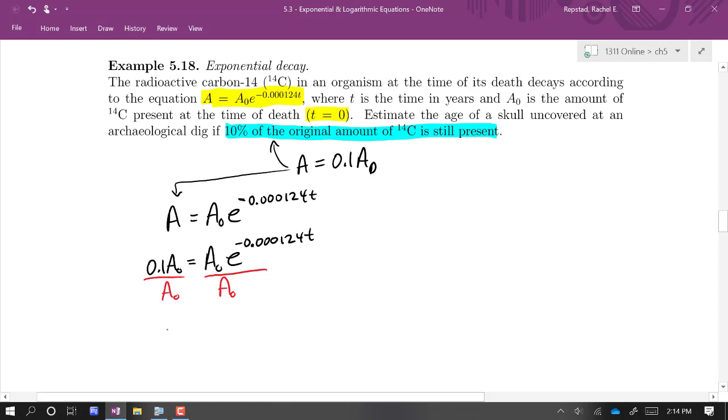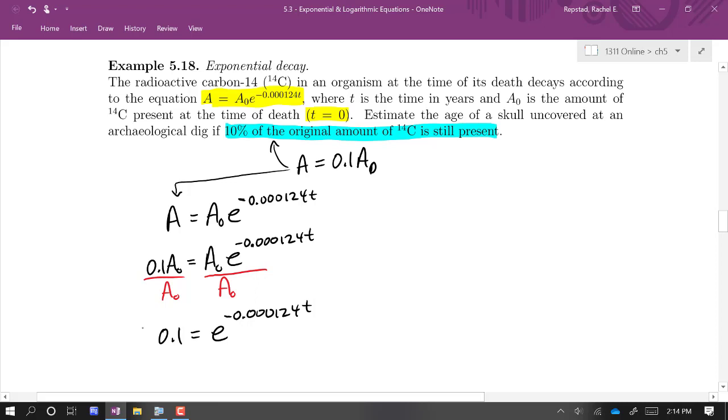And then we get the equation 0.1 equals e to the negative 0.000124t. And here I've got an equation where my variable is chopped up as an exponent, and we know what to do now. We're going to take a log of both sides. Now we could take any log that we want. We know that we focus on either the common log or the natural log because those are built into our calculator, and we can get nice approximate values.